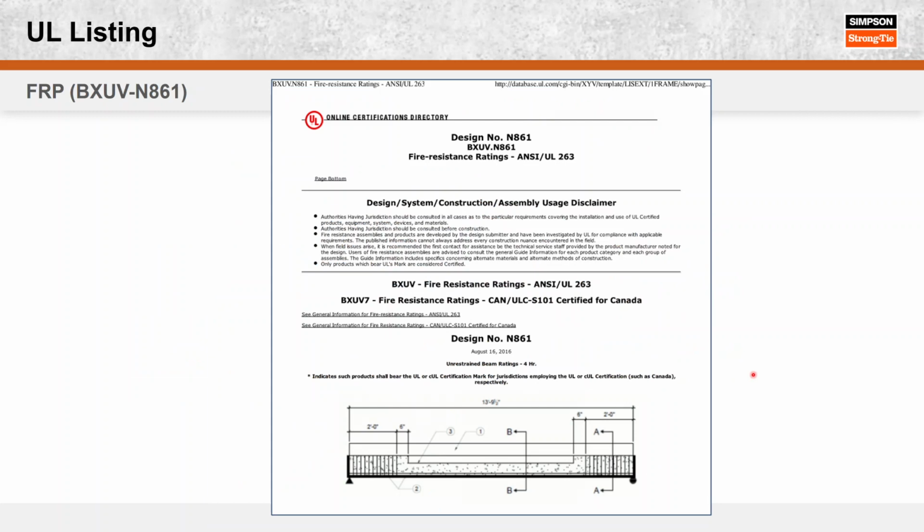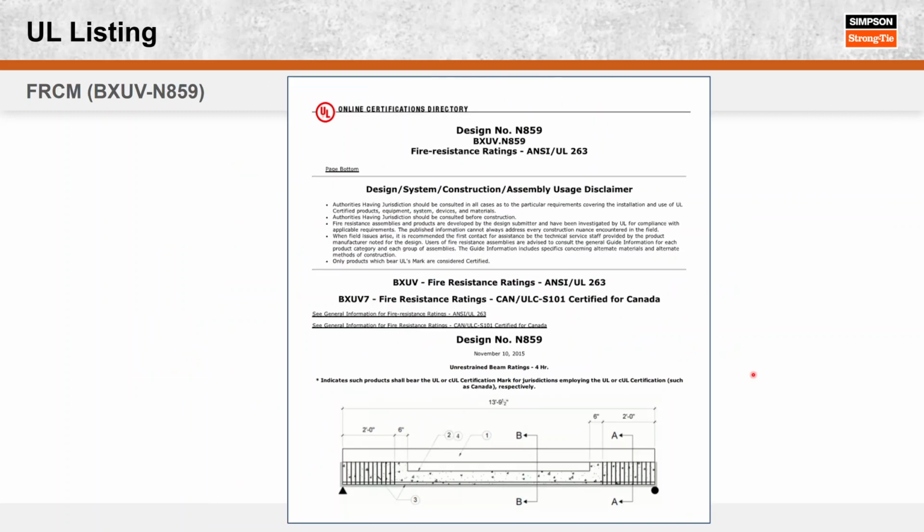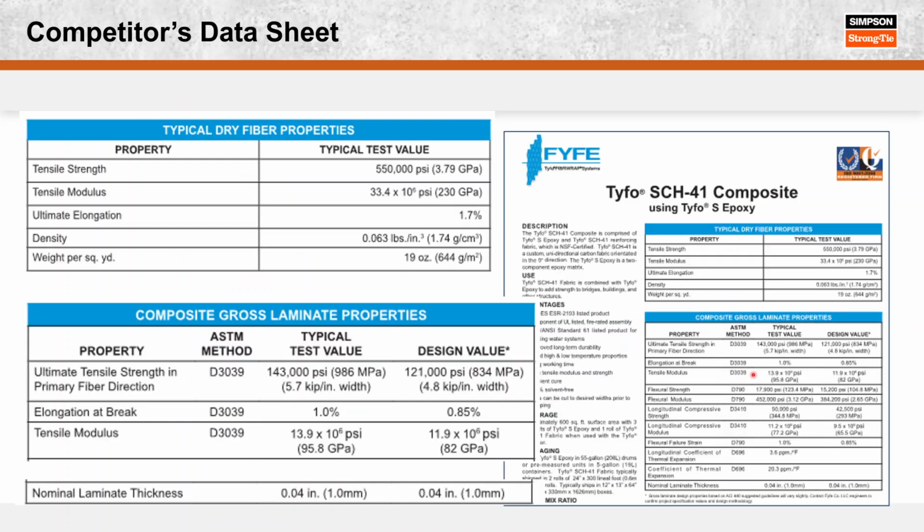UL listing. So this is our full-scale fire testing. We have a UL listed assembly there for 4 hours for both of our FRP and FRCM materials. And there's our FRCM.